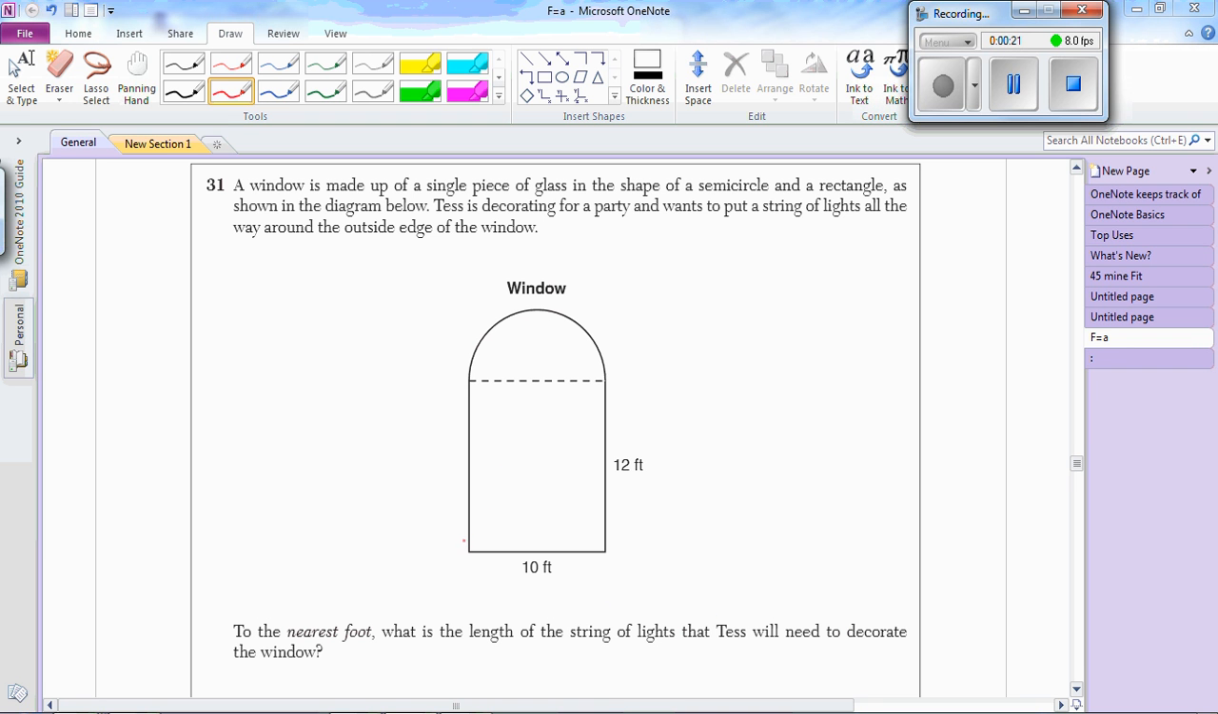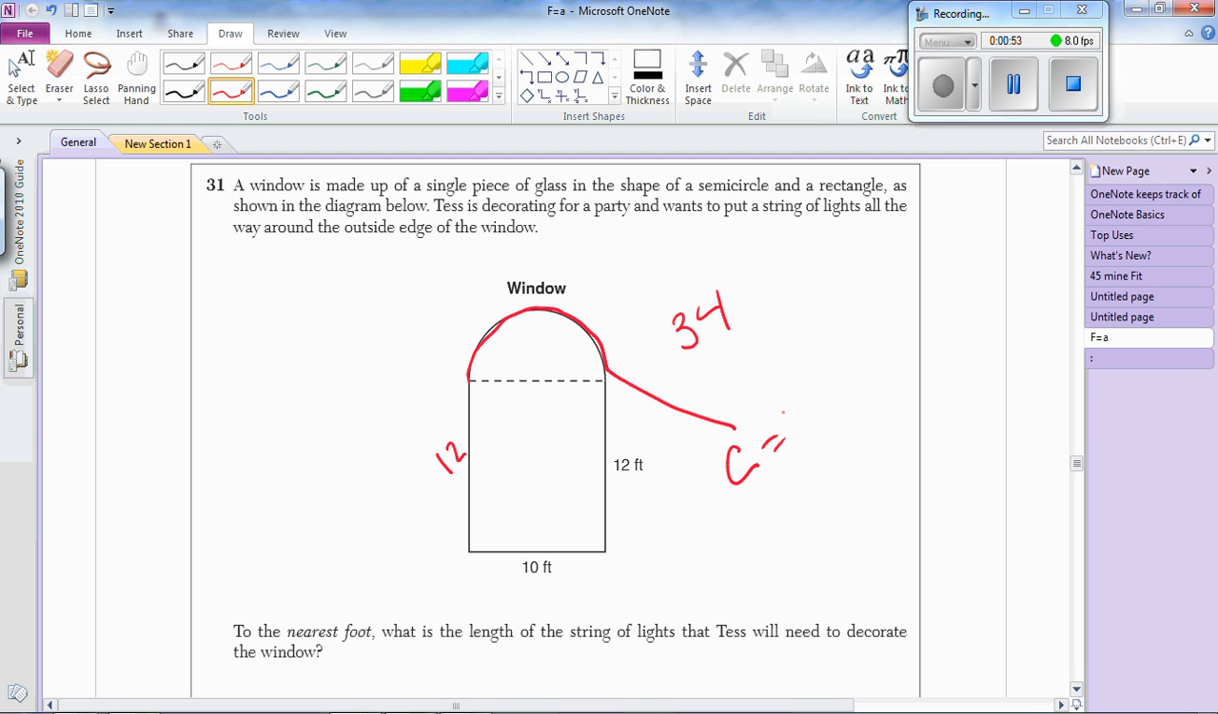So this window, the lights, obviously we're going to put along the outside of this window. So on a rectangle, that's the perimeter, and on the window, that's around the outside, that's called the circumference. So what I need to do then is to figure out what this is. Well, obviously if that's 12, this is 12. So far I'm up to 24, 34. Now I need this part right here.